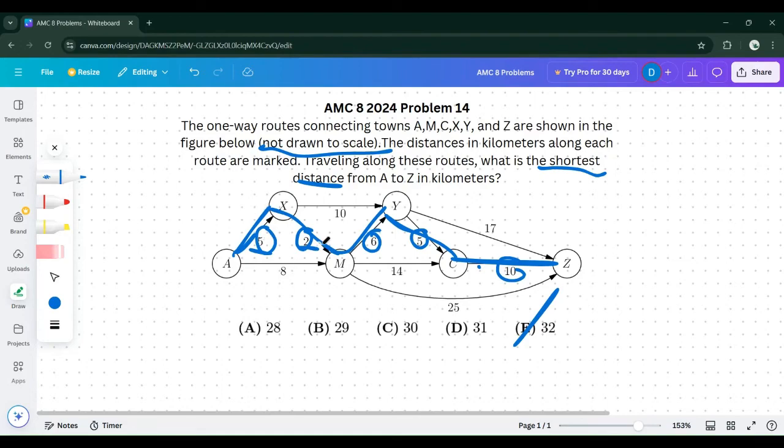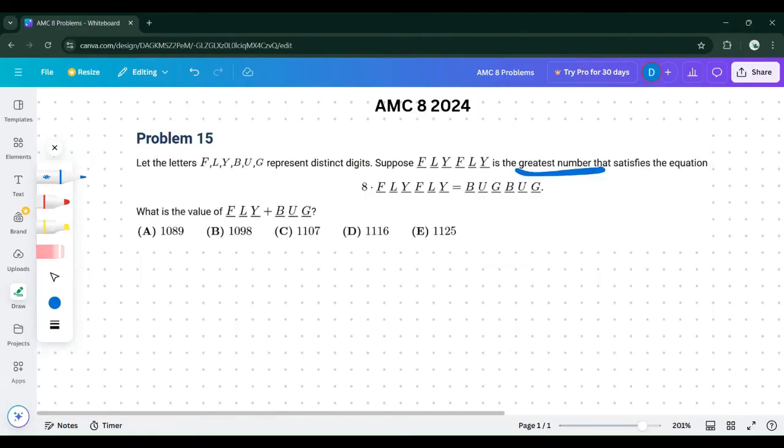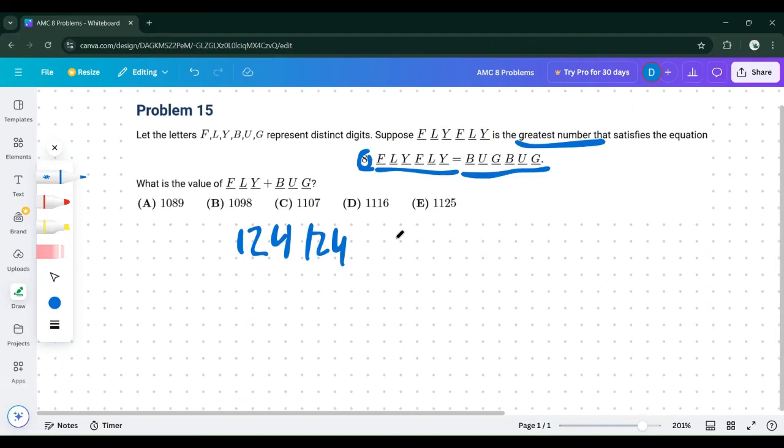So we can just add it up. 5 plus 2 is 7, plus 6 is 13, plus 5 is 18, plus 10 is equal to 28. And it says the greatest number. So we know that the greatest number would be 124,124. The reason I know this is because this is a 6-digit number. This is also a 6-digit number. So if you multiply, the greatest FLY can be is 124,124. And we don't even know if that works yet.